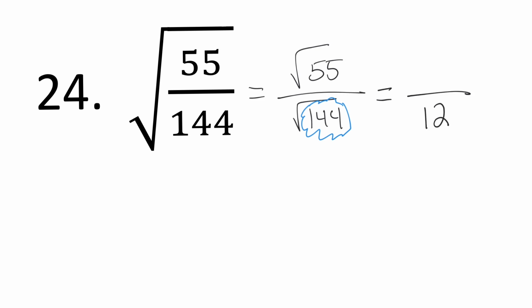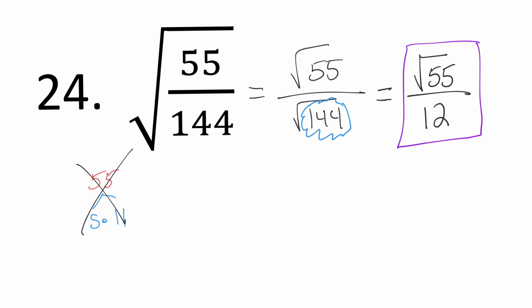The top, well, let's check if we can make pairs with the 55. So I'm going to do it down here. You can do it on the side of the paper, but I'm going to write down the 55. I know that 5 times 11 is 55. 5 is prime. 11 is also prime. And guess what? We cannot do pairs. So that means that we cannot simplify that square root. So you keep it the same, square root of 55. It stays the same. So my answer is the square root of 55 over 12.